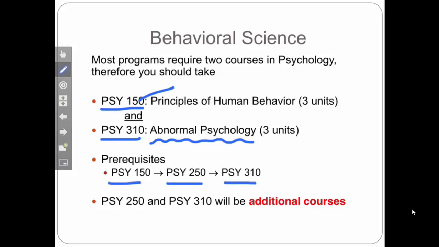Psych 150 is not required for kinesiology, exercise science. However, it can be applied to your general education requirement. Both Psych 250 and Psych 310 will be additional courses because they are not required for a degree in kinesiology, and they will not be applied to your general education requirement.